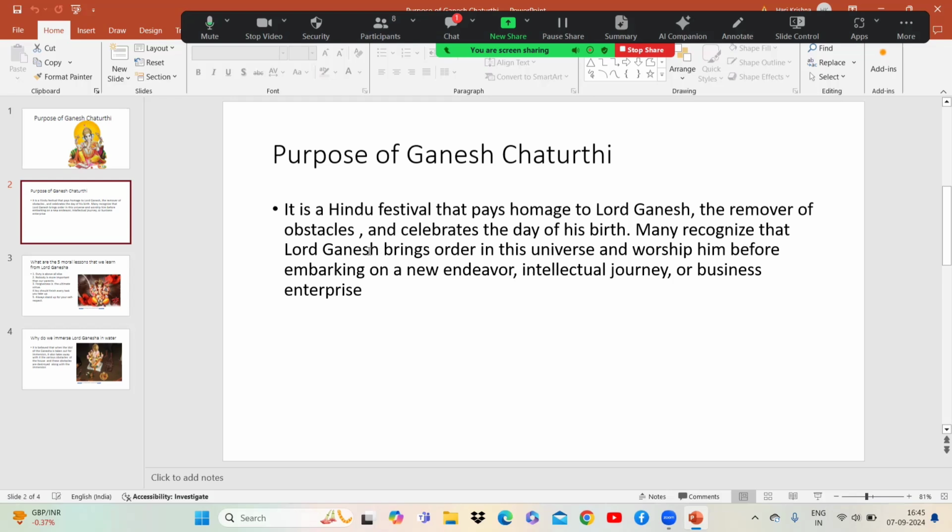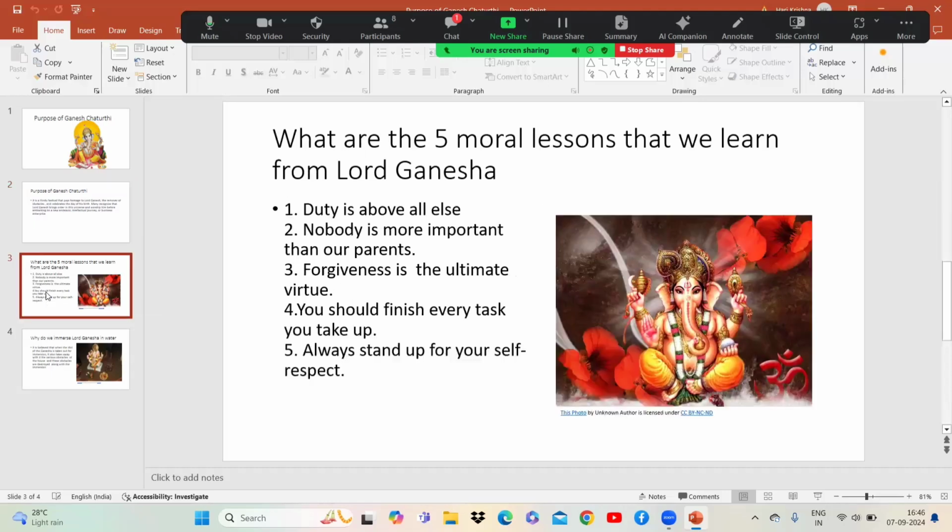Many recognize that Lord Ganesh brings order in this universe and worship him before embarking on a new endeavor, intellectual journey, or a business enterprise. So, as far as the Hindu calendar is concerned, if anyone wants to do any work or any activity, they first pray to this god Ganesh. And they first pray to this god because he is known as a remover of obstacles.